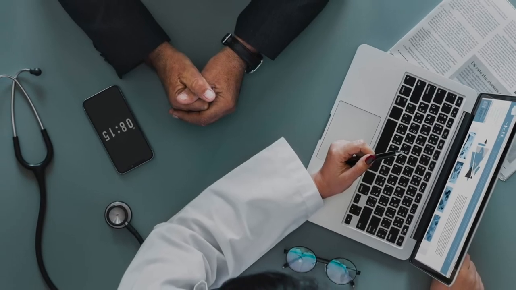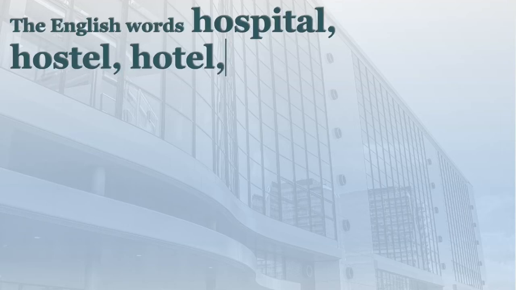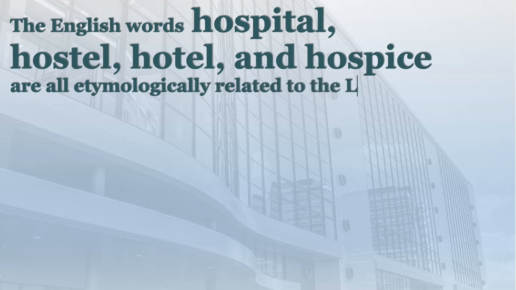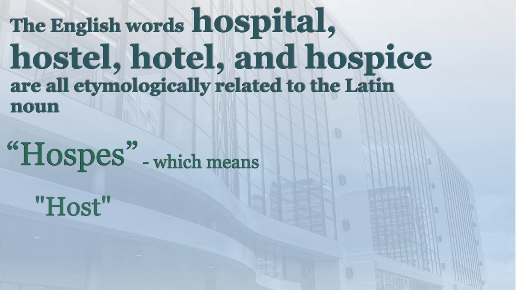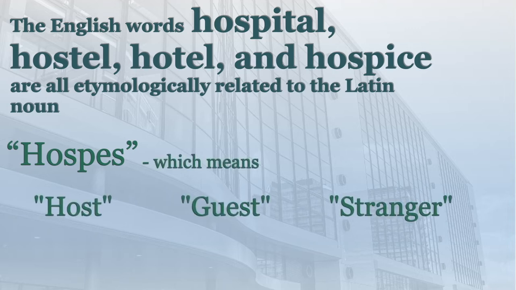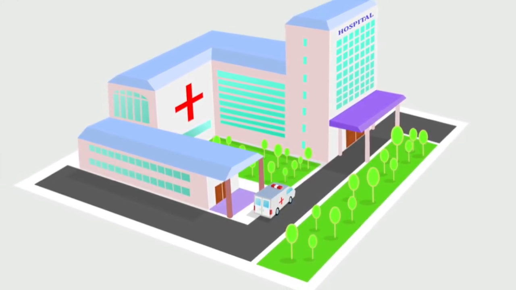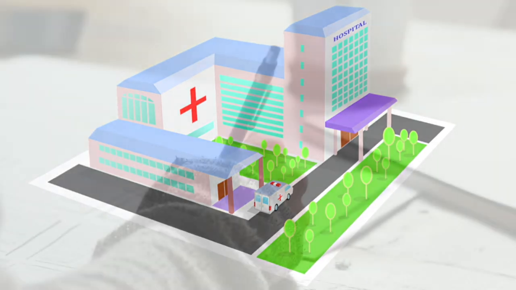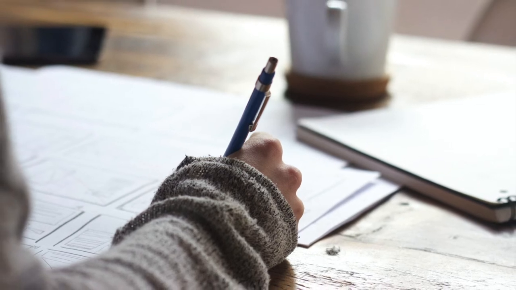Hospitals. These buildings are under single management, used for housing persons suffering from physical limitations. The English words hospital, hostel, hotel, and hospice are all etymologically related to the Latin noun hospes, which means host, guest, or stranger. All successful hospitals, without exception, are built with good planning, good design, and good administration. To be successful, a hospital requires a great deal of preliminary study and planning.